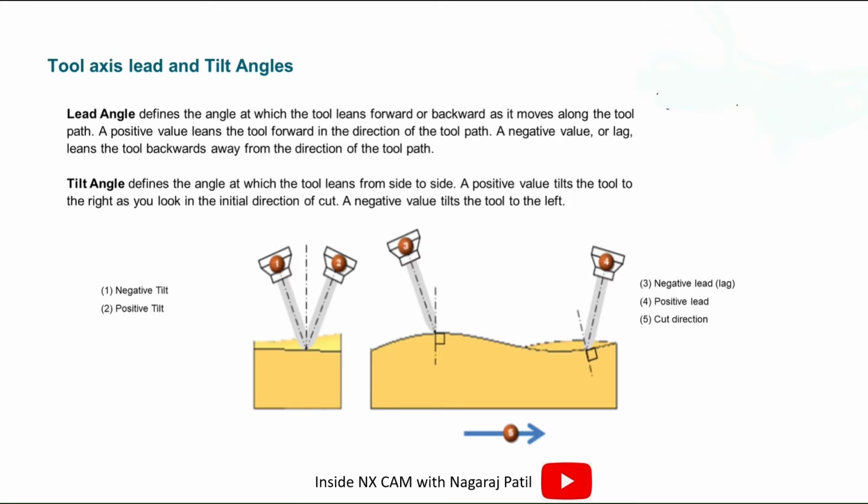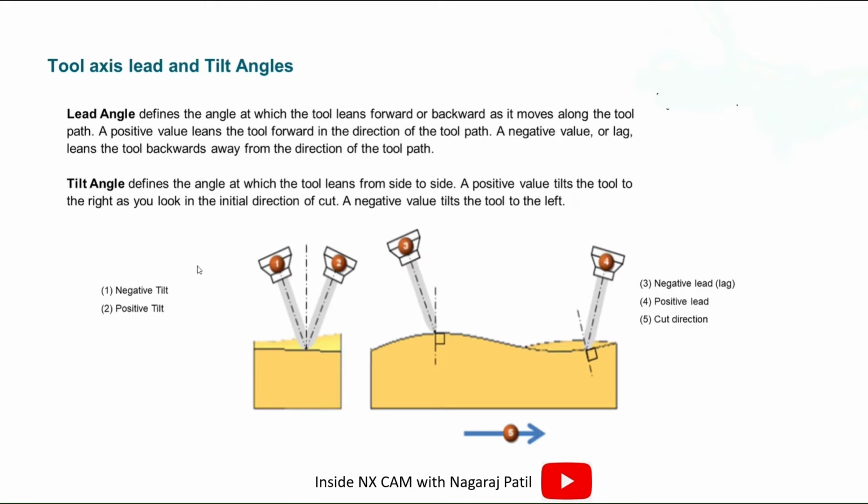In this image you can see number 3 shows negative lead, and number 4 shows positive lead, and the cutting direction will be in the fifth direction, in this direction. Whenever the cutter is moving, if it is going in a forward or backward direction, we call it lead angle. If it goes sideways, we call it tilt. Generally, tilt defines the angle at which the tool leans from side to side. A positive value will tilt towards the right and a negative value will tilt towards the left.